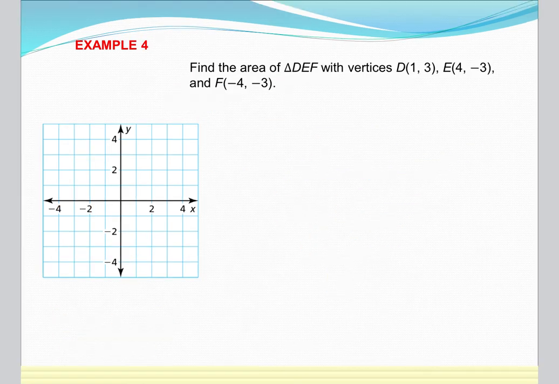Vertices of D are (1, 3). E, (4, -3). F, (-4, -3). Here's my triangle. What's the easy one? To get the bottom, right? 1, 2, 3, 4, 5, 6, 7, 8. It's the only one I can get that way. So that is the base.